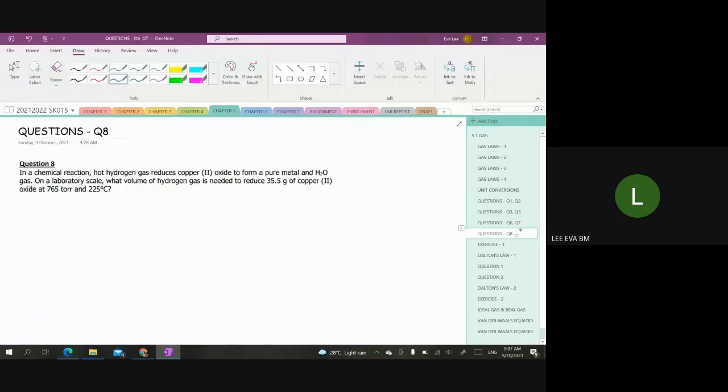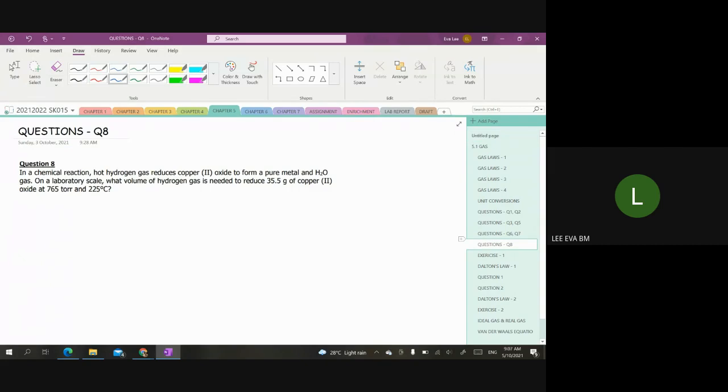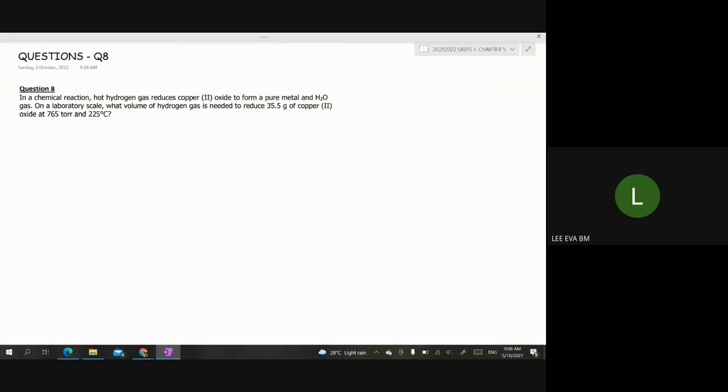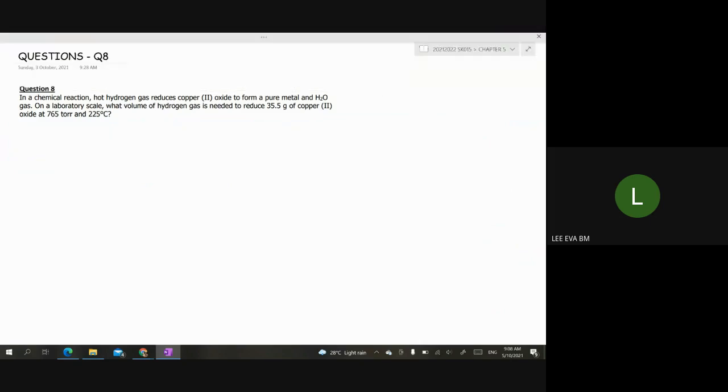Okay, so last questions over here. Our last question is slightly difficult. Let me check. Where's my last questions? Okay, so if you look at question 8 over here, the question says that in a chemical reaction, hot hydrogen gas reduce copper 2 oxides to form pure metal and H2O gas. So dekat sini dia bagi dalam satu ayat.